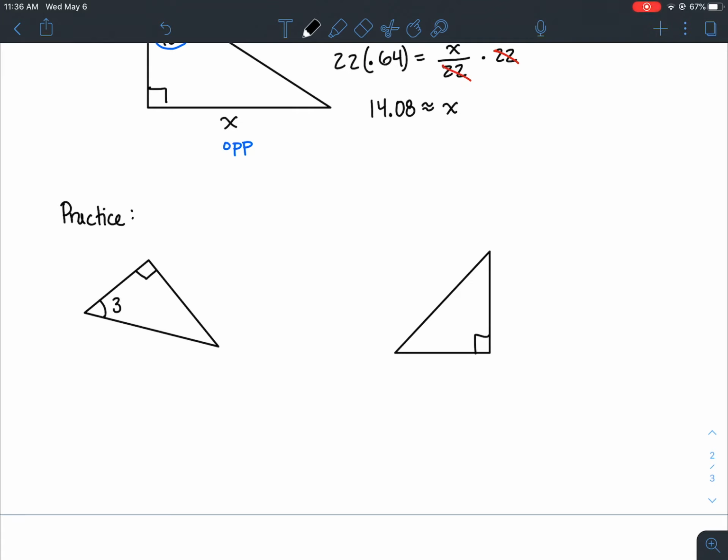So on this one, we're going to have a degree of 35, and we're going to have to solve for x. And we have this as 10. On this one here, this is going to be 20 degrees, and we have a value of, we'll just say 5, and we're looking for x.